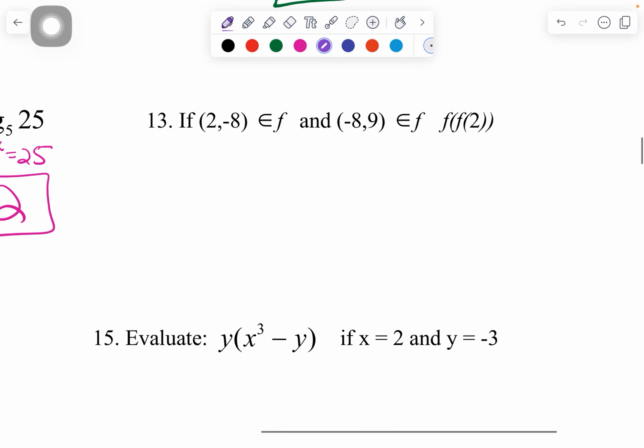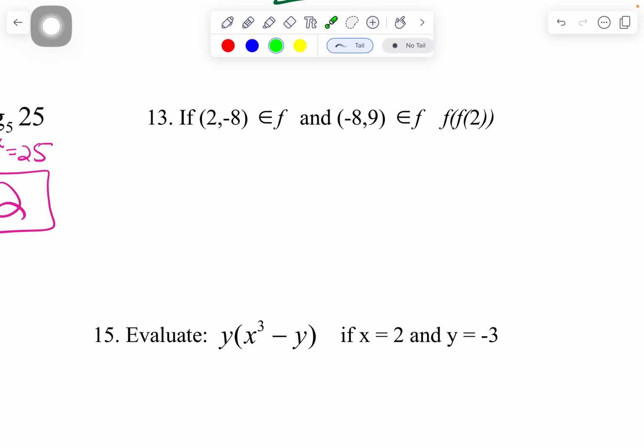All right. Over to number 13 here. These are the weird, and I do call them weird, little element symbols. And this just says this point is an element of that function. This point is also an element of that function.